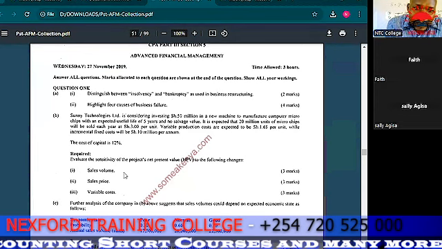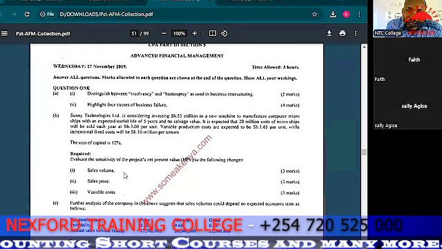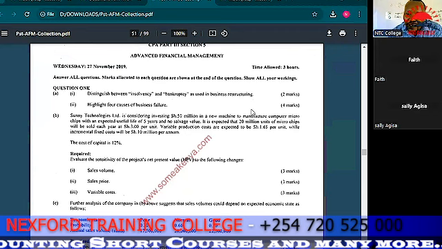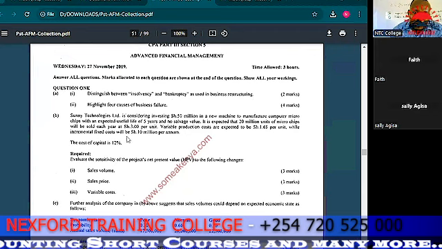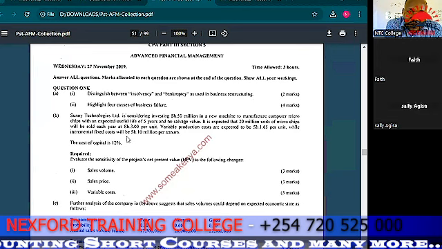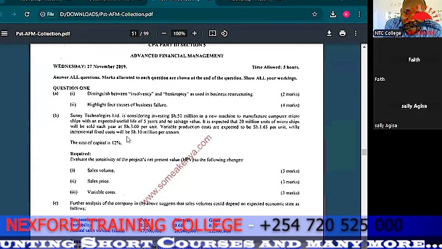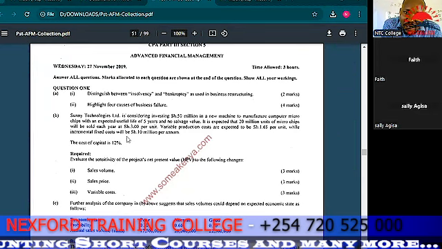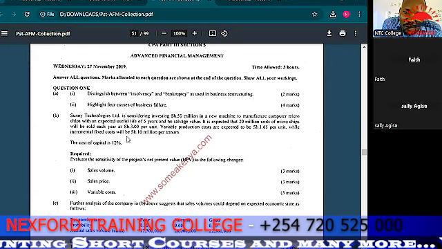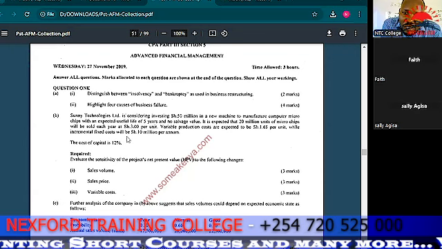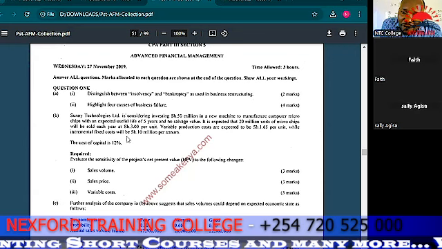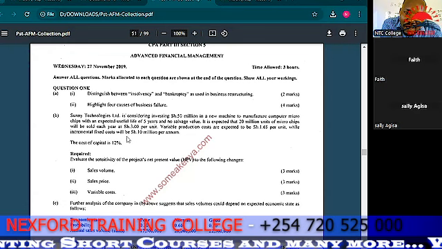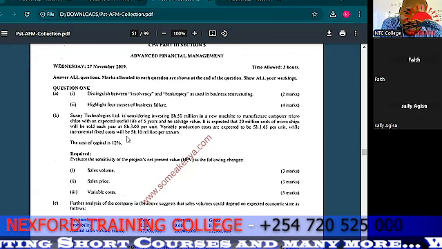So the question says that WCG Technologies is considering investing 50 million shillings in a new machine to manufacture computer microchips with an expected useful life of 5 years and no salvage value. It is expected that 20 million units of microchips will be sold each year at Kenya shillings 3 per unit. Variable production costs are expected to be 1.65 per unit, while incremental fixed cost will be 10 million per annum. The cost of capital is 12%.